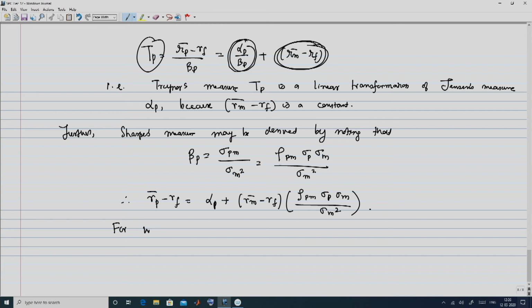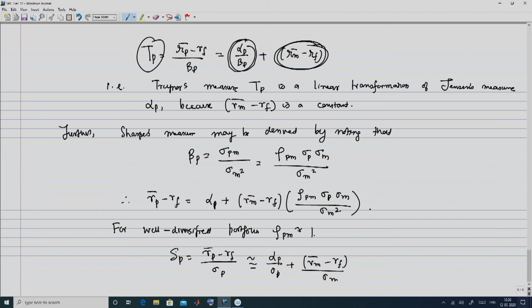So, we consider a plausible circumstance that for a well diversified portfolio, rho_pm is approximately 1. So, therefore, we get S_p, which is R_p bar minus R_f divided by sigma_p, approximately alpha p over sigma_p plus (R_m bar minus R_f) over sigma_m. Notice that here one sigma_m will cancel out, leaving only one sigma_m in the denominator, rho is 1 and sigma_p is removed as a result of division. So, essentially we have divided by sigma_p.